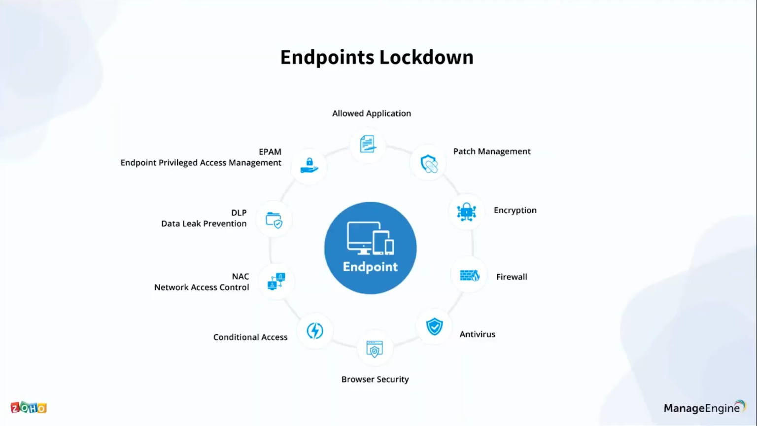In order to ensure the security of each and every endpoint, it should be locked down from outside attacks. The lockdown includes all these options: an active firewall, antivirus, an effective browser security solution, conditional access, network access control to bolster the network security, data leak prevention, endpoint privileged access management, patch management, and a list of allowed applications. So that is how you lock down the endpoint.